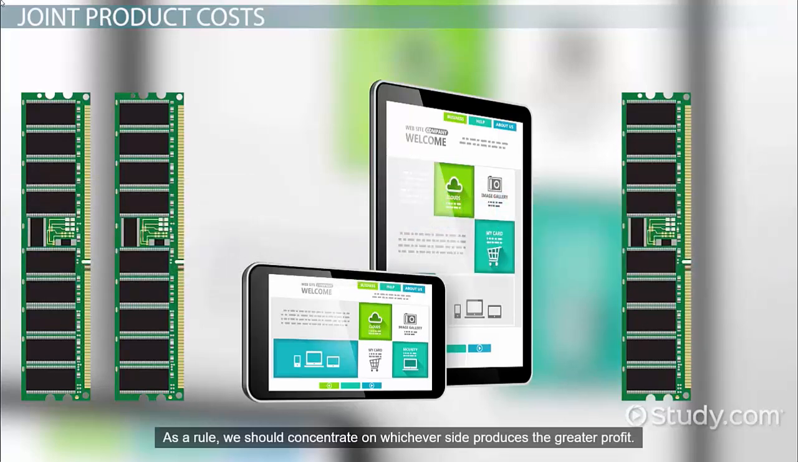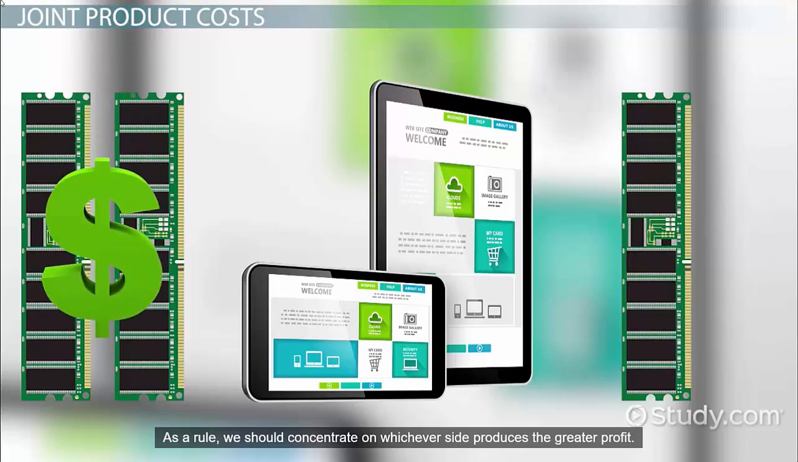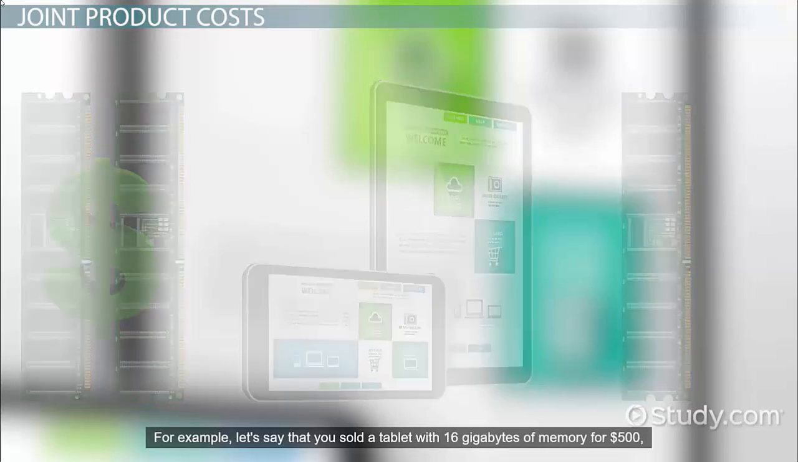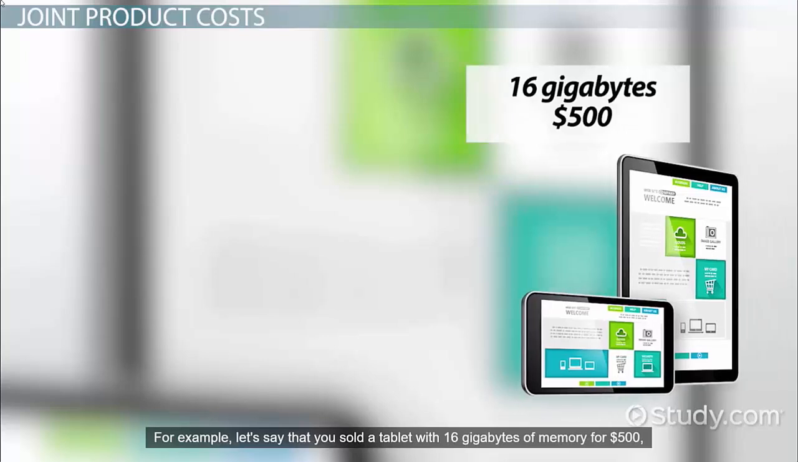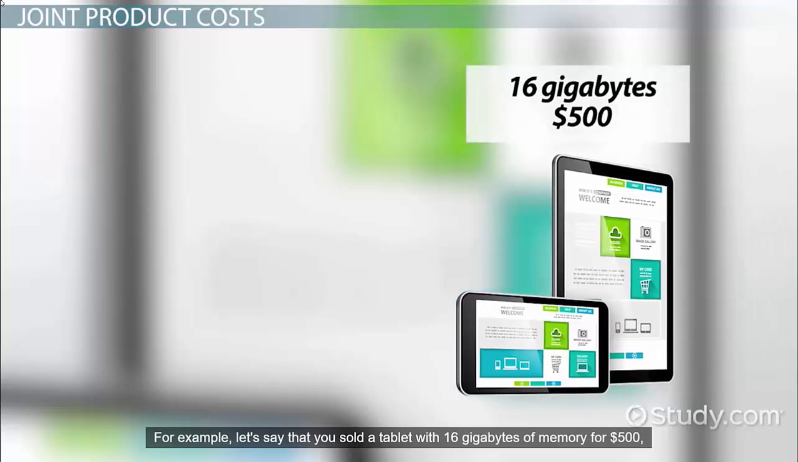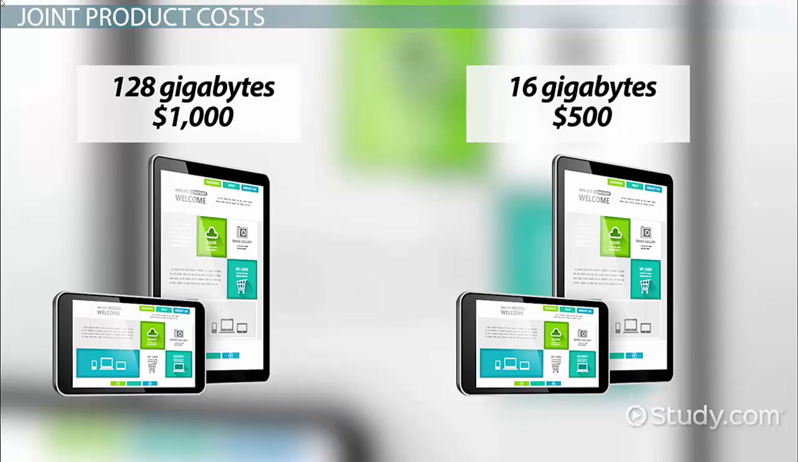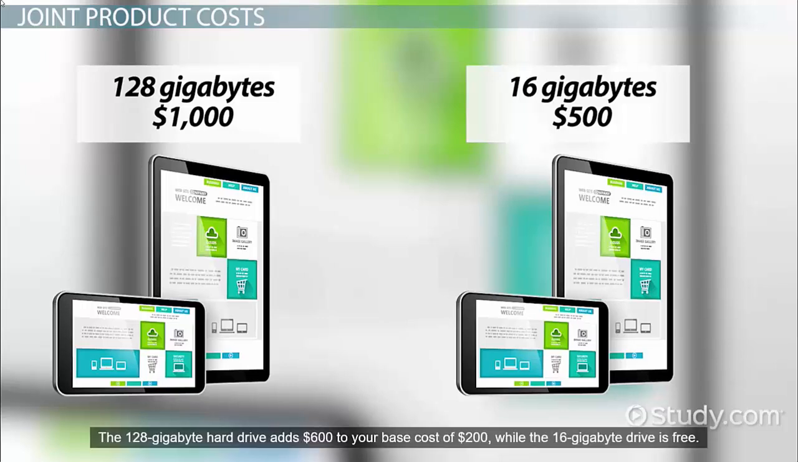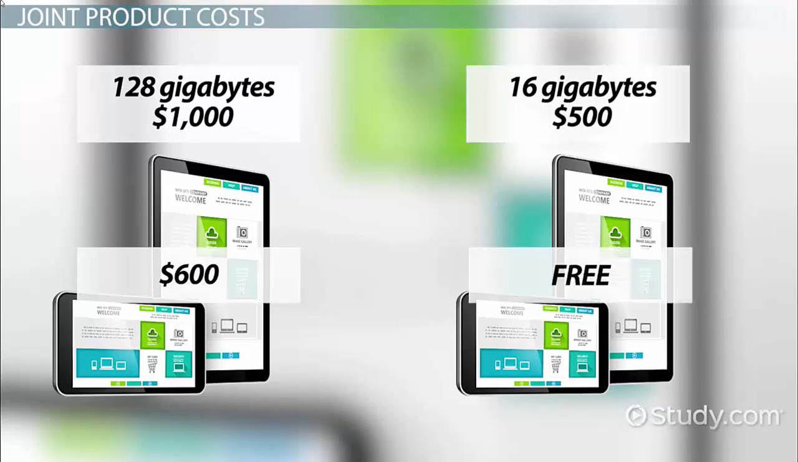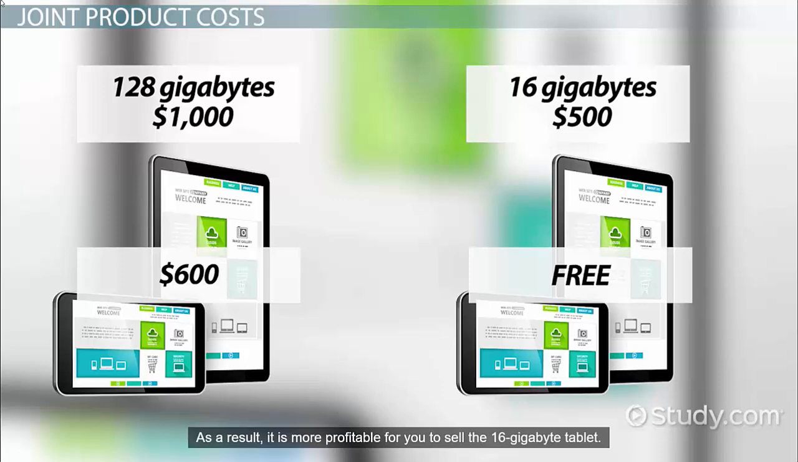As a rule, we should concentrate on whichever side produces the greater profit. For example, let's say that you sold a tablet with 16 gigabytes of memory for $500 and one with 128 gigabytes for $1,000. The 128 gigabyte hard drive adds $600 to your base cost of $200, while the 16 gigabyte drive is free. As a result, it is more profitable for you to sell the 16 gigabyte tablet.